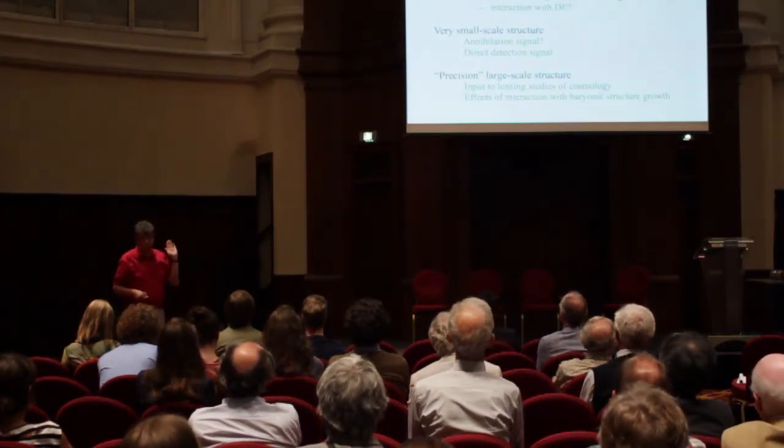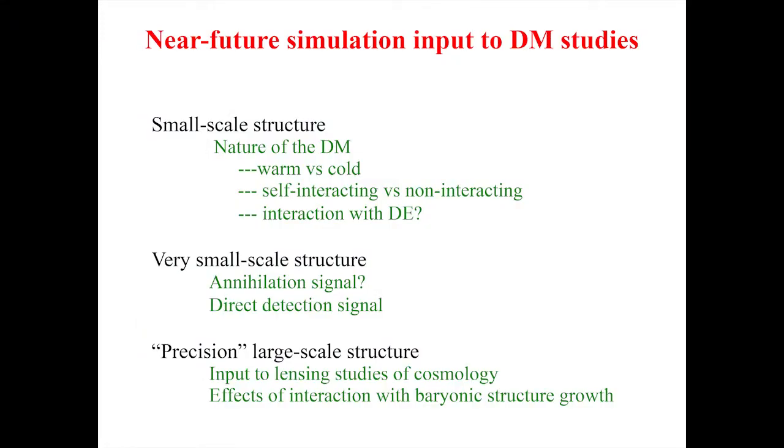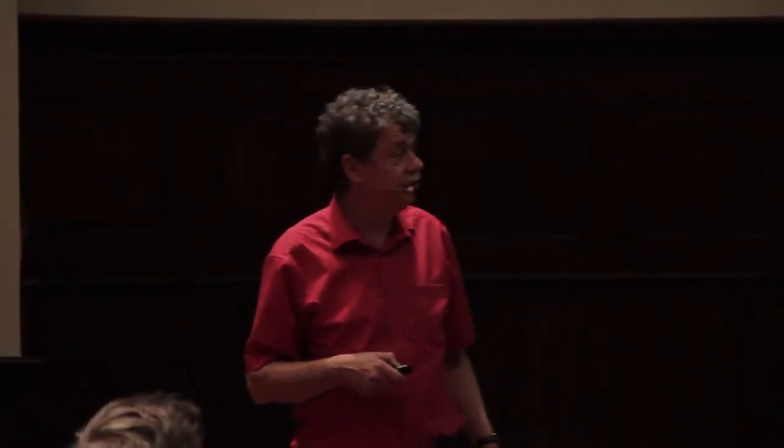So if we ask what's going to happen in the near future, I think the small-scale structure will tell us perhaps about the nature of the dark matter, whether it's warm or cold, whether it's really non-interacting or has some additional interactions. Perhaps we can find an interaction with the dark energy. The very, very small scale structure is important for the annihilation signal, and perhaps also for the direct detection signal, which Bernard Sadoulet will talk about later. And then details on large scales are very important for understanding precision cosmology. Once we need to predict things at the level of accuracy of a few percent as opposed to factors of 2, there are many, many effects that you have to take care of.